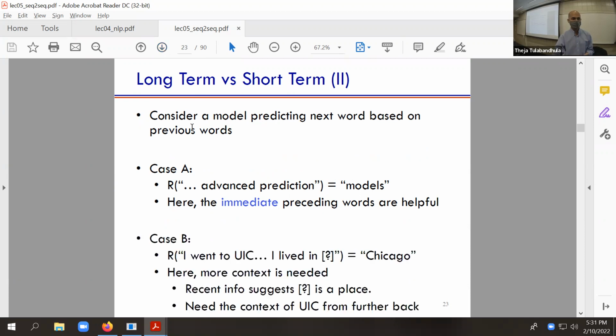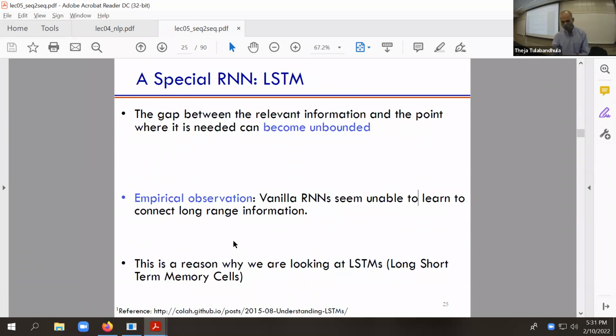But if the information is not recent enough, which is this second example, where information like UIC appears long before you need it to make the next word prediction. For example, maybe I went to UIC and you say a couple of other sentences, and then you say I lived in dash. The dash has to be Chicago. We know there's a place, but we don't know exactly what it could be because it has to rely on information from a long time ago.